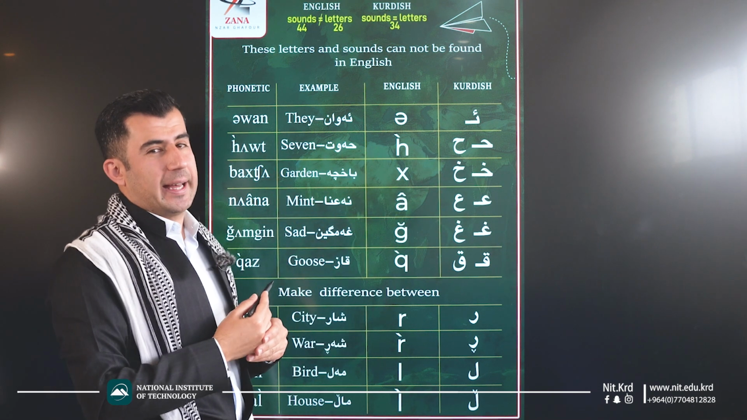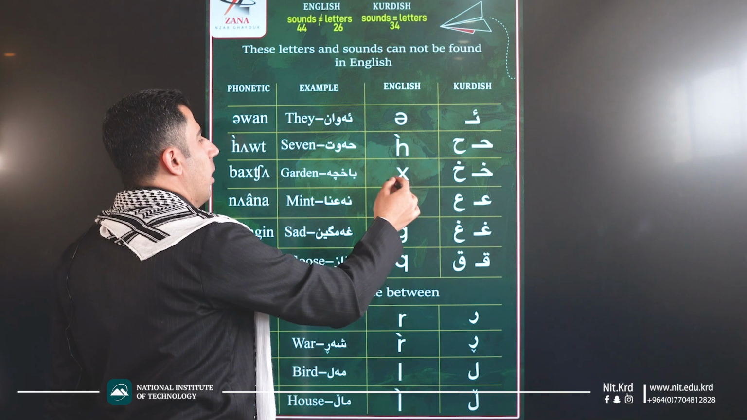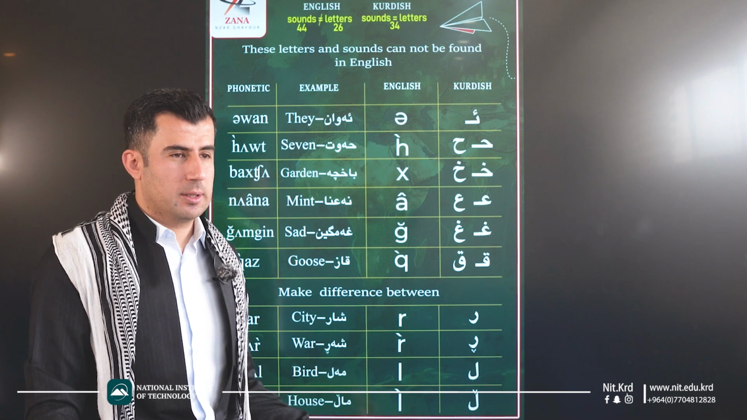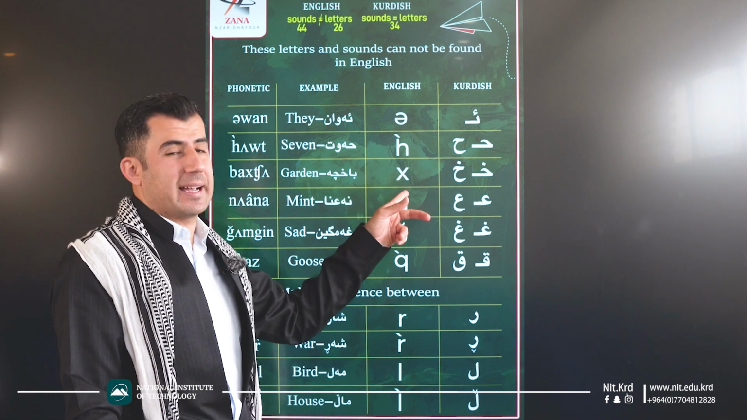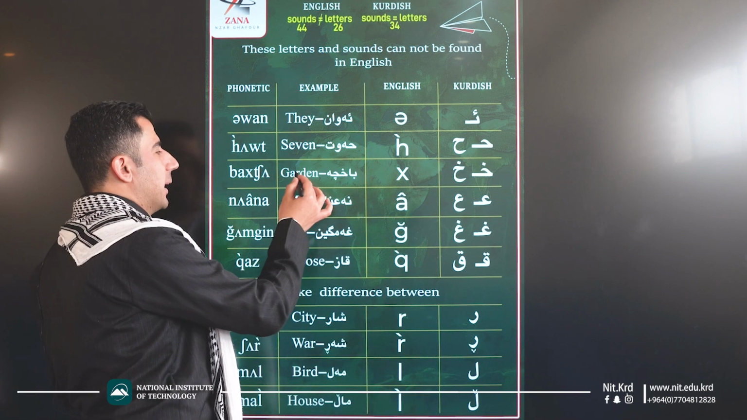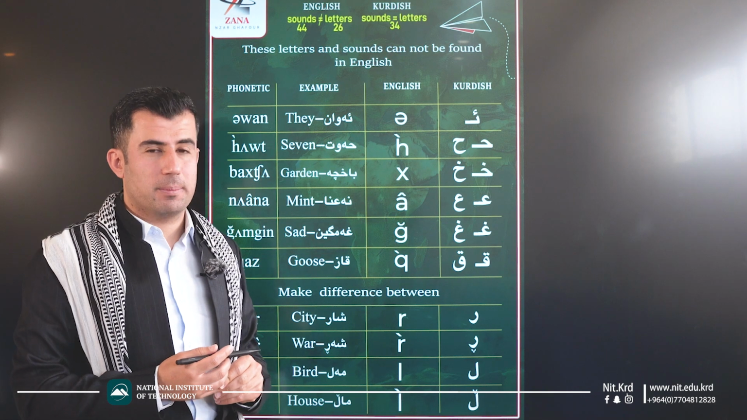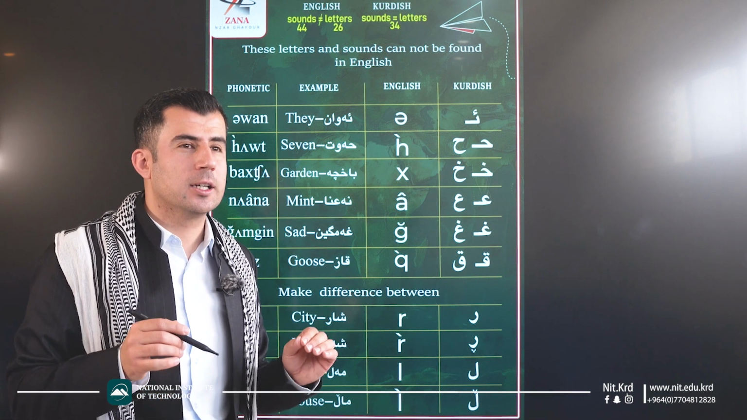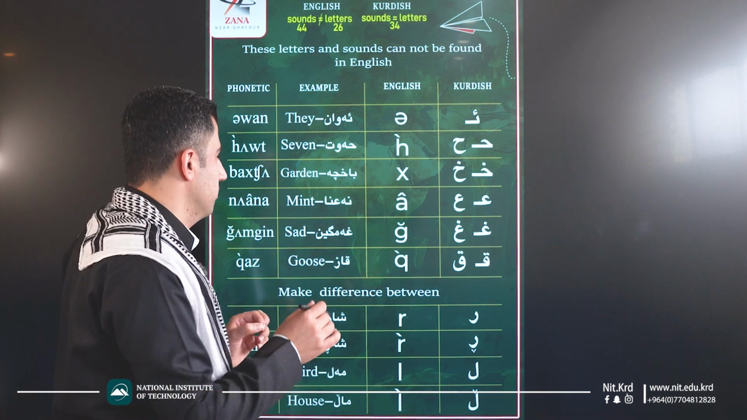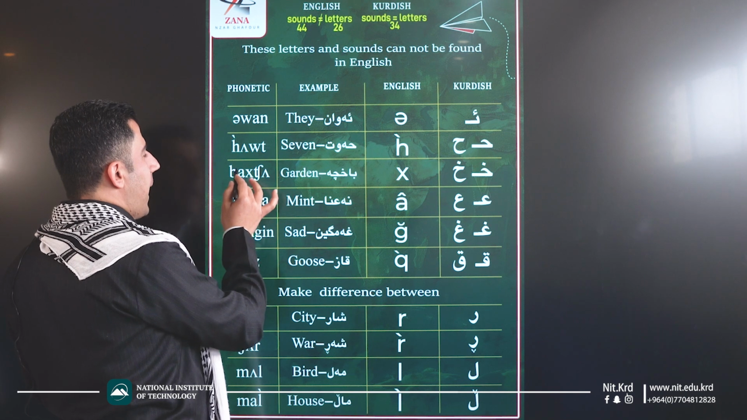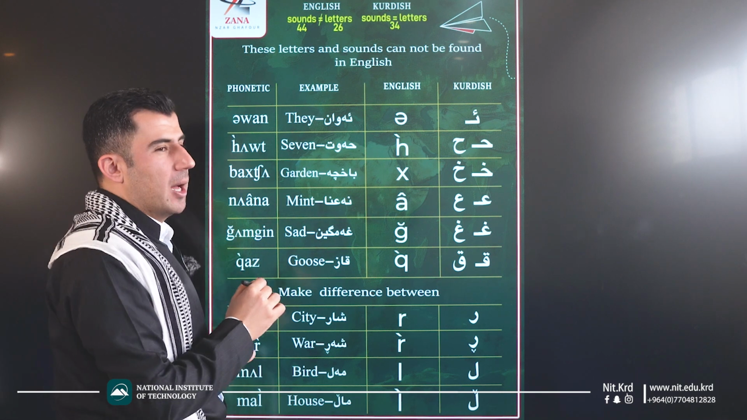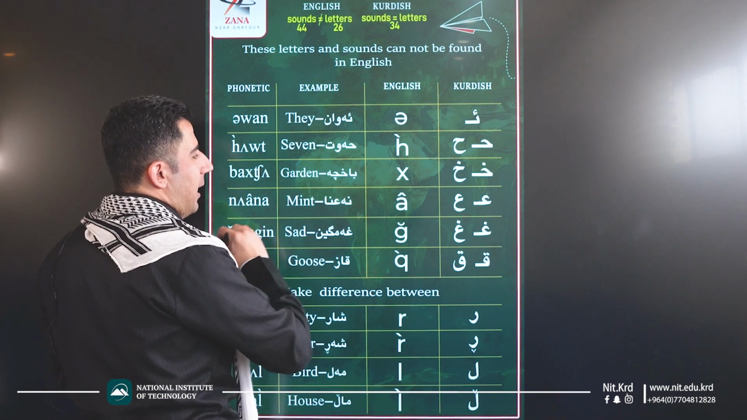After that we have kh. I mark it by X because we do not have any sign for kh in English. When I write down this X, it means that I write the kh sound. For example, garden in English, but in Kurdish we say bahcha. It is not bakcha. No, it is bahcha. Ba. This is kh. This is ch and a. Bahcha.